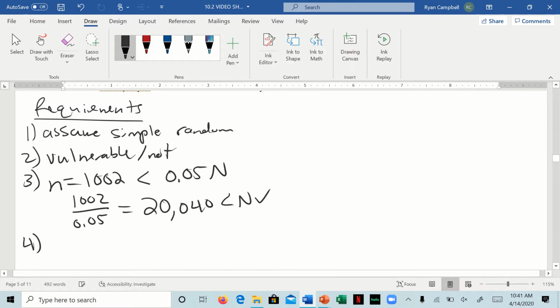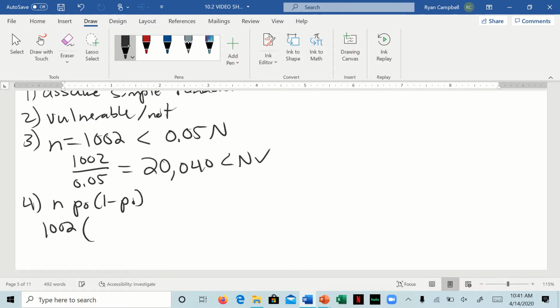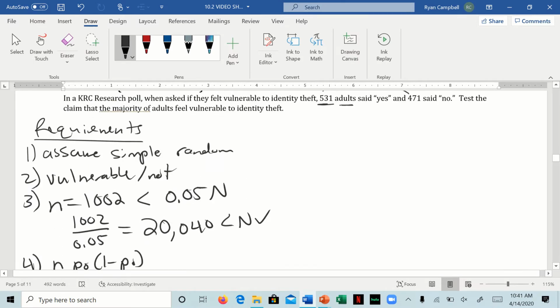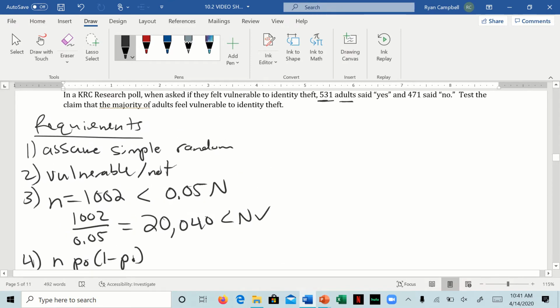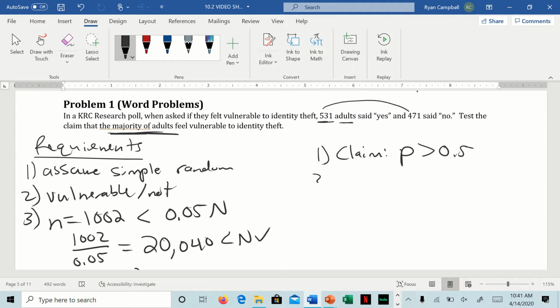And then number 4, we got to do our formula. So n times p naught times 1 minus p naught. So n we said was 1,002. P naught comes from H naught, so maybe it'd be good to actually go through that. So let's do our claim. Our claim is that the majority of adults feel vulnerable. So majority, that's p is greater than 0.5, right? Step 2, counterclaim. P is less than or equal to 0.5.